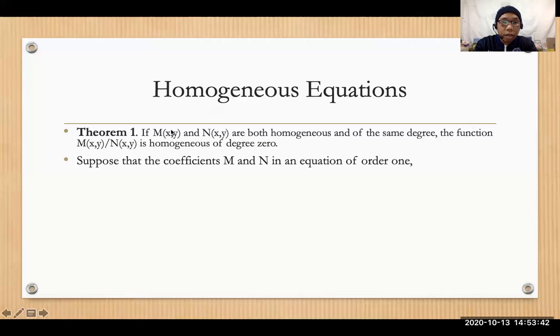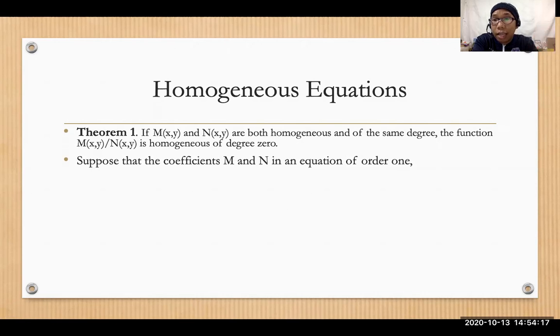Now we have a theorem here. If M, a function of x and y, and N, a function of x and y, are both homogeneous functions and of the same degree, the function M over N is homogeneous of degree 0. So try to picture this out. You have M and N, both homogeneous functions of the same degree. For instance, M has a degree of 2 and N has a degree of 2.